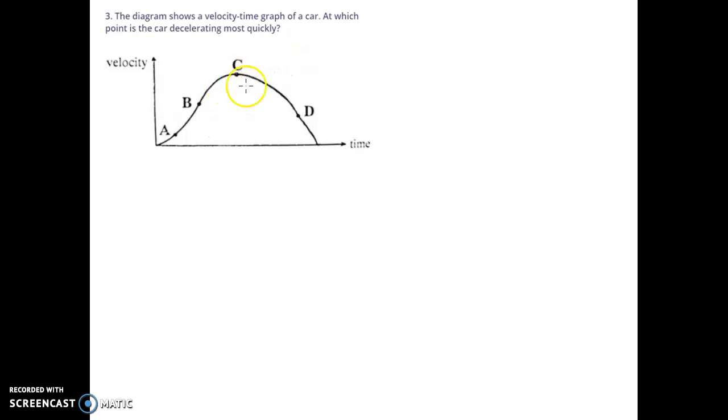Okay, next question here. The diagram shows a velocity time graph of a car. At which point is the car decelerating most quickly? So a couple things about this question.